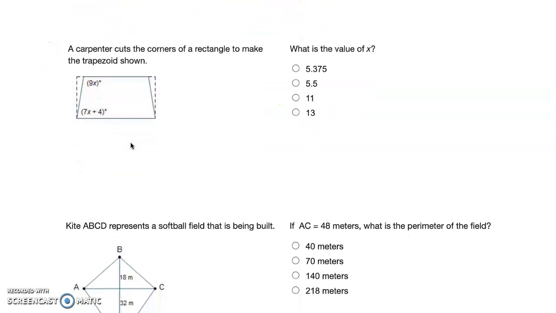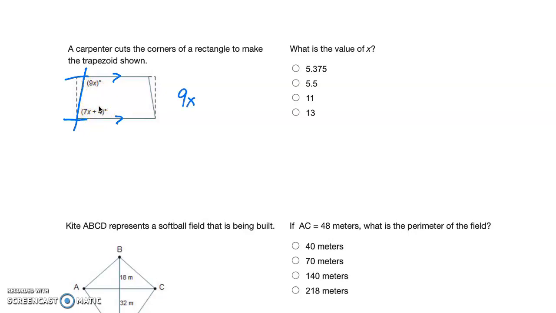If a carpenter cuts the corners off a rectangle to make this trapezoid, what is the value of x? Remember, with a trapezoid, we have one pair of opposite sides that are parallel. And if you look, this is our parallel lines cut by a transversal, and these would be considered same side interior angles. And what do we know about same side interior angles? We know they're supplementary, which means they add up to equal 180.